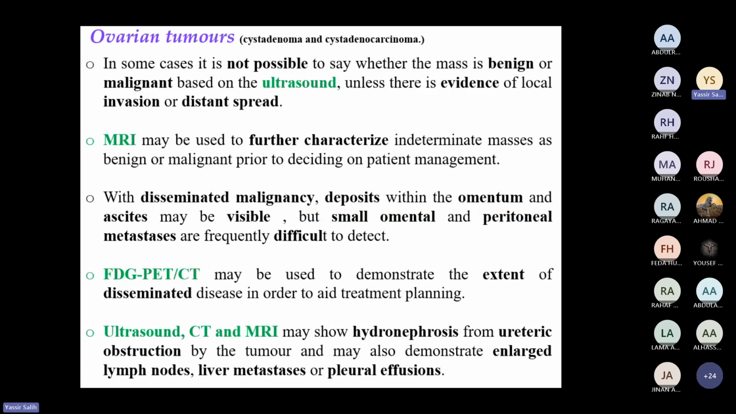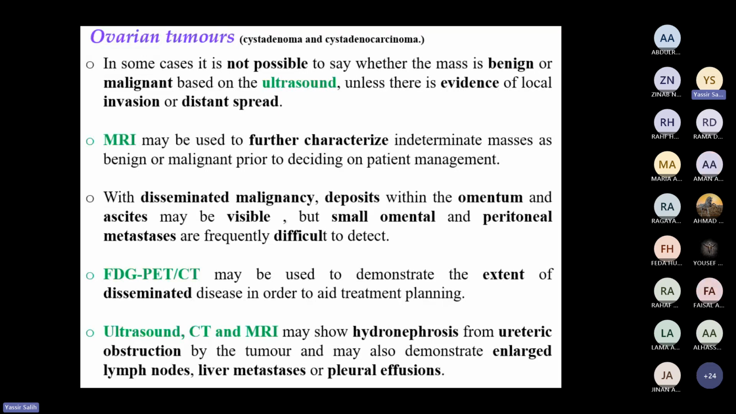نتكلم شويه عن الاوفريان تيومر. احنا عارفين انه the most common ovarian tumor malignancies are cystadenoma and cystadenocarcinoma. These are the most common malignancy in the ovary. And in some cases it is not possible to say whether this ovarian tumor is benign or malignant. لكن especially by ultrasound يعني ما ممكن نقول انه this is malignant or this is benign by ultrasound features. لذلك you have to do other techniques.